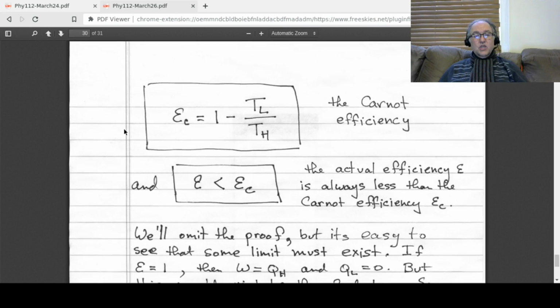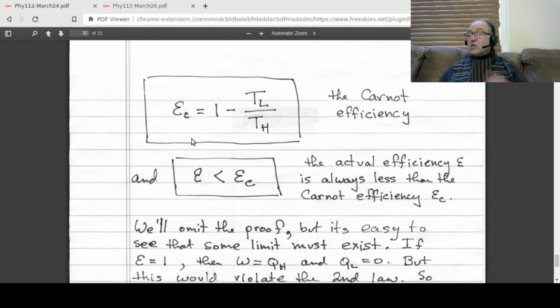And this is the equation for the Carnot efficiency. It looks an awful lot like the previous one, but instead of QL divided by QH, here you have TL divided by TH. So let's not confuse the two. The Q's are how much energy is absorbed, QH is how much energy is absorbed, and QL is how much energy is lost. Here the T's are the temperatures at which these two reservoirs are. So TH is the temperature of the high temperature reservoir, and TL is the temperature of the low temperature reservoir.